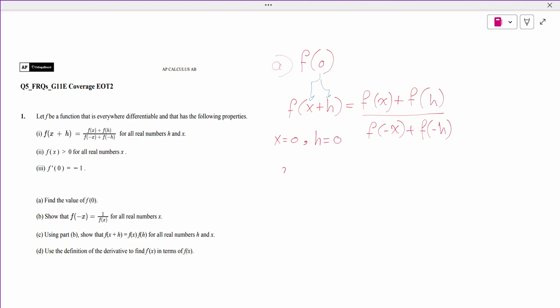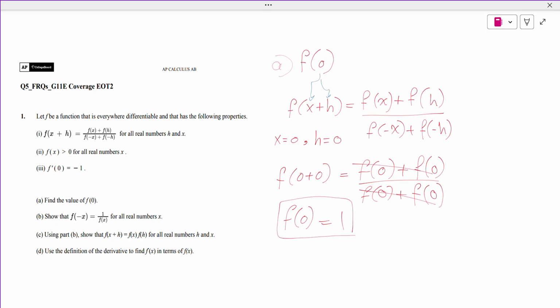So we will get f of 0 plus 0, right, equals f of 0 plus f of 0 all over f of 0 plus, there is no minus 0, right? So this is f of 0 plus f of 0. So f of 0 plus 0 will be f of 0, right? And the whole numerator cancels with the denominator. We get 1. So f of 0 equals 1. This is the first part.